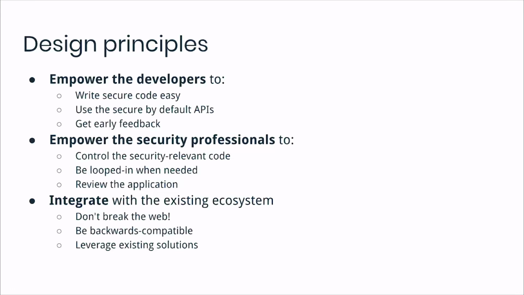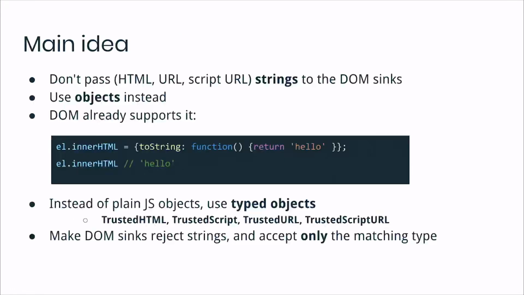And at the very same time, we want to integrate with the existing ecosystem. So we want to leverage what's good, work with something that already works, be backwards compatible, allow gradual migration, all that. Let's not just break the applications by throwing out the DOM API and saying you need to use something else completely. So the main idea of trusted types is we stop using strings as the value type.